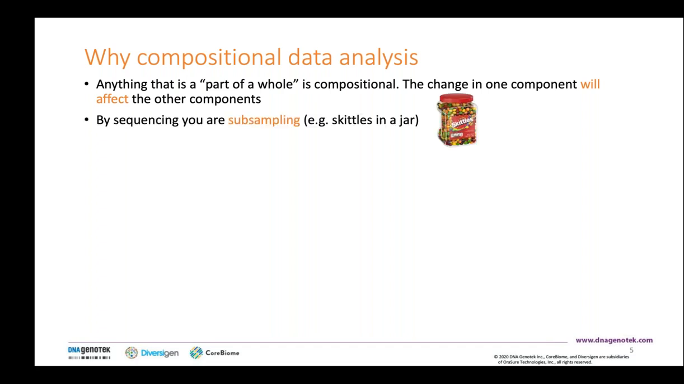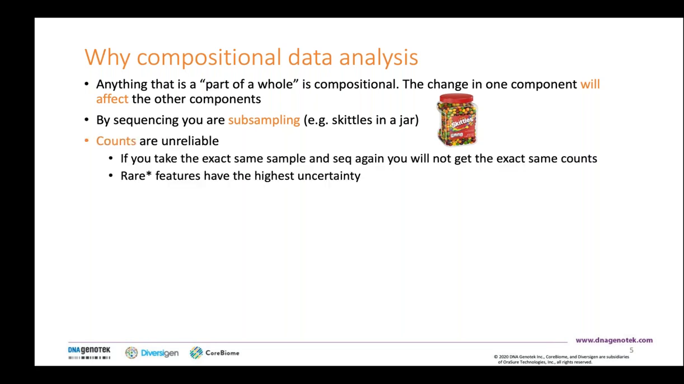So by sequencing, you're subsampling. It's as if you're reaching into a jar of Skittles and grabbing a handful, but you're not grabbing every Skittle out of that jar. The counts you get back from the sequencer are unreliable. If you take the exact same sample and you sequence it again, you're not going to get the exact same counts represented in your sequence data. And this is especially prominent for rare features that have the highest uncertainty.